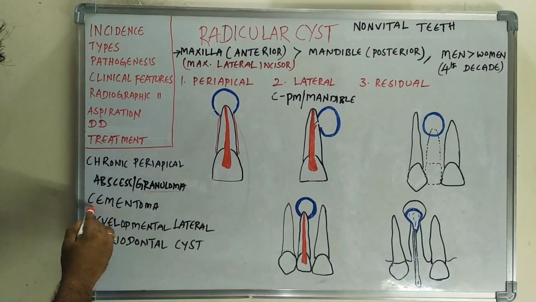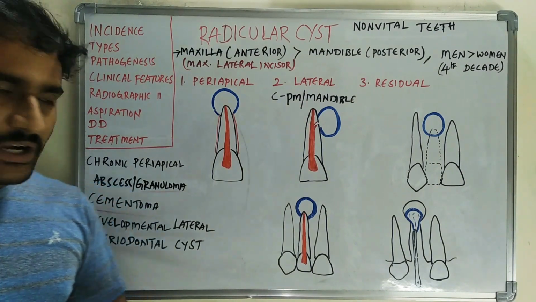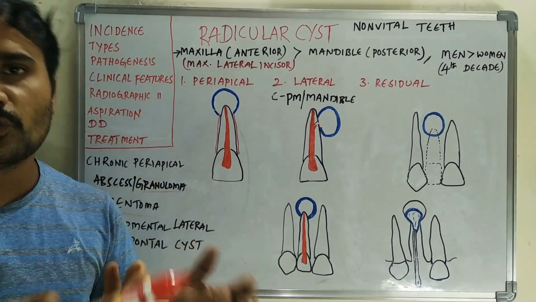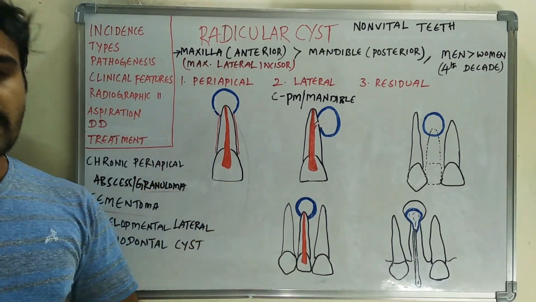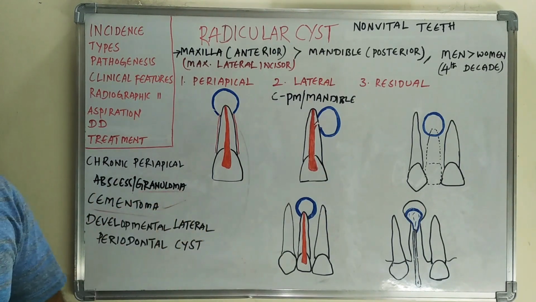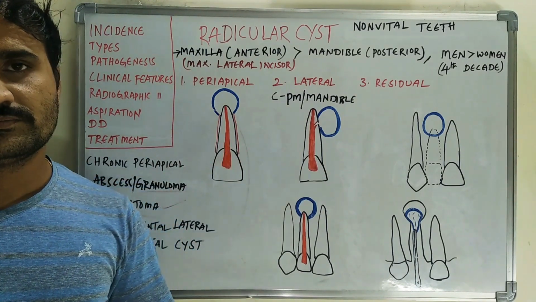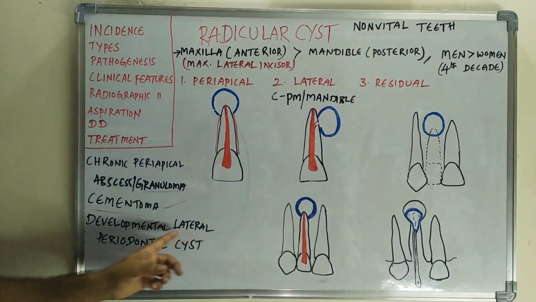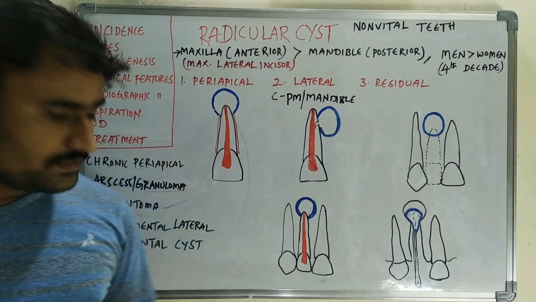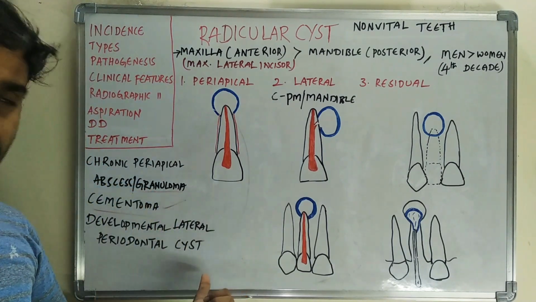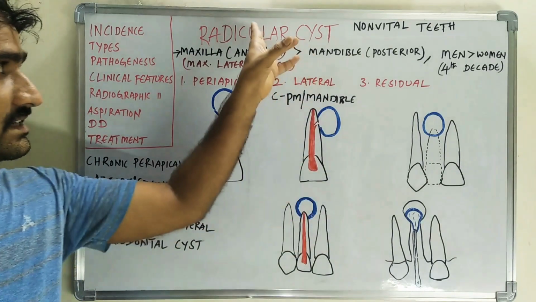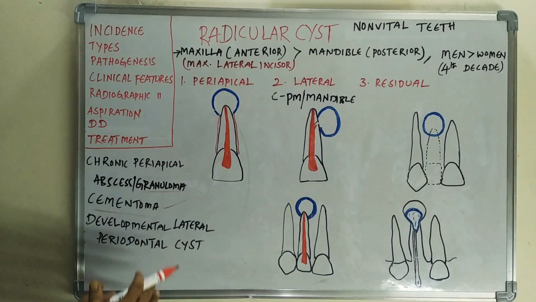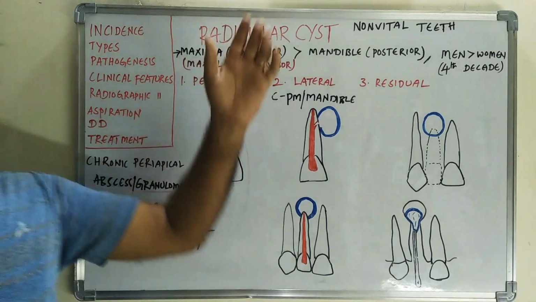Then cementoma. In the early stages of cementoma also, you can find radiolucency at the root apex, right? But in case of cementoma, the tooth is vital. In case of radicular cyst, it is non-vital. Then developmental lateral periodontal cyst. In this case also, you can find vital teeth, but in case of radicular cyst, you can see non-vital teeth. This is the differential diagnosis. These three conditions you should differentiate from the radicular cyst.